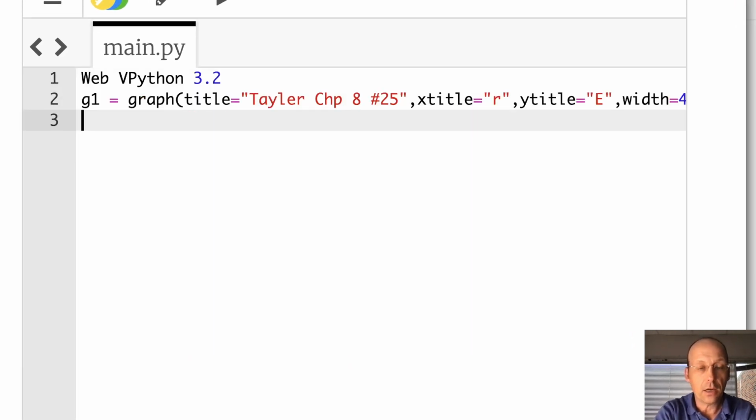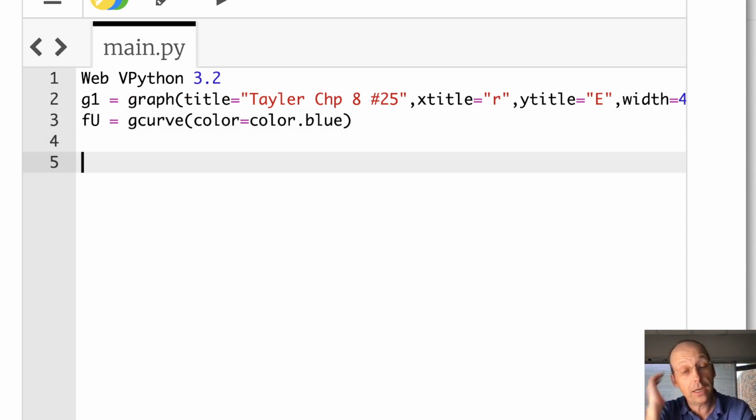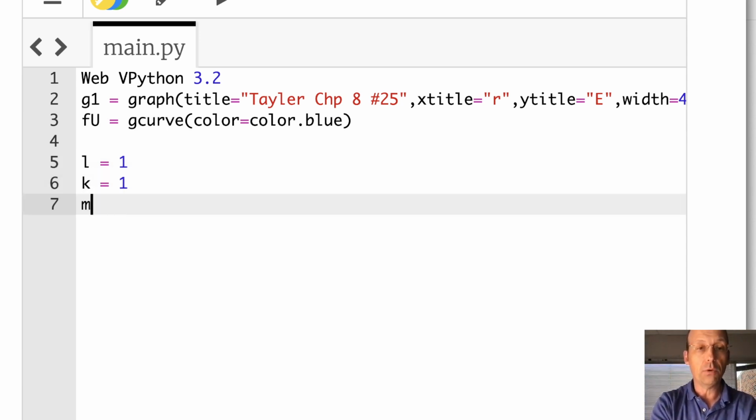Now I need to make a curve. I'm going to call it fU for potential, and it's a gcurve, color equals color.blue. I like blue. Blue just turns out nice. So now I need my values. I'm going to say L equals 1, which I hate because that looks really bad right there. That looks really bad, but I did it anyway. K equals 1. I'm going to call mu m, I don't want to type mu. Mu equals 1.